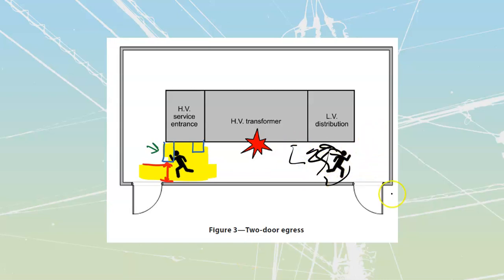We need to have access so that somebody can enter and disconnect immediately if there is any sort of fault.